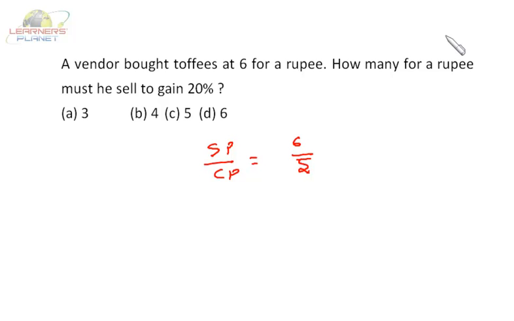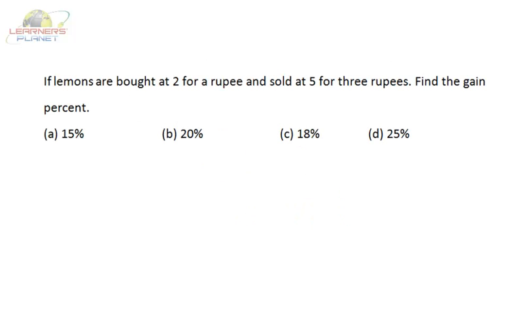Okay. That means SP is equal to 6 by 5 of CP, and CP is what? 1 by 6. Okay. That means 1 by 5 is SP. That means for 1 rupee, the person must sell 5 chocolates to gain this much percent. Okay. Now let's see this question.